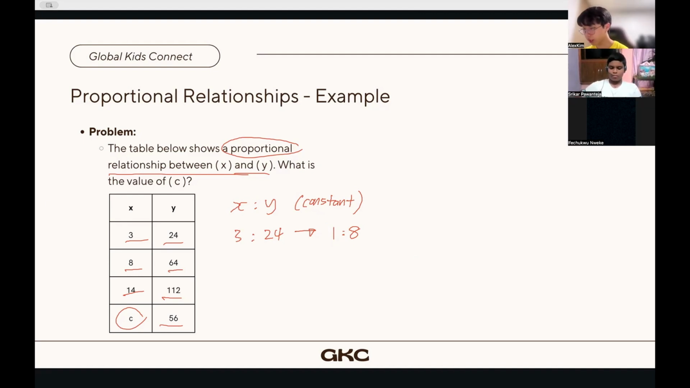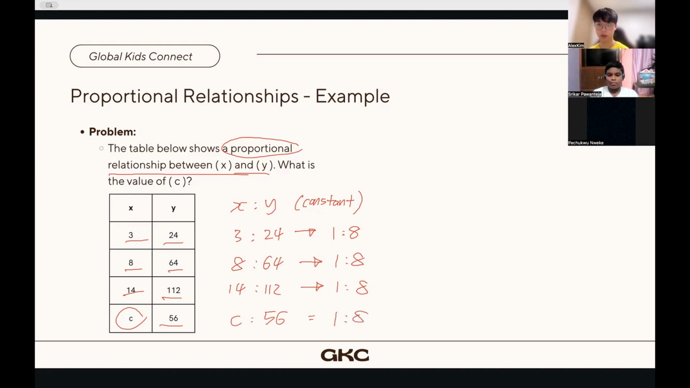We can take a look at the second one as well. If we have the ratio 8 to 64, and we divide each side by 8, then we get 1 to 8. The same goes for the third ratio, 14 to 112. If we divide each side by 14, we get 1 to 8. And so we have our final ratio, c to 56. However, this must be equal to 1 to 8 because it is always proportional.